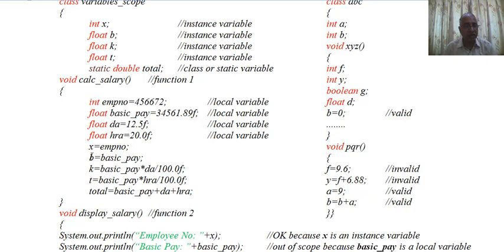Now you see here these variables x, b, k, t, total are being used in this function calc salary, but they have been declared in the class, up here before the function. And these variables int, emp number, basic pay, DA, HRA have been declared inside the calc salary.